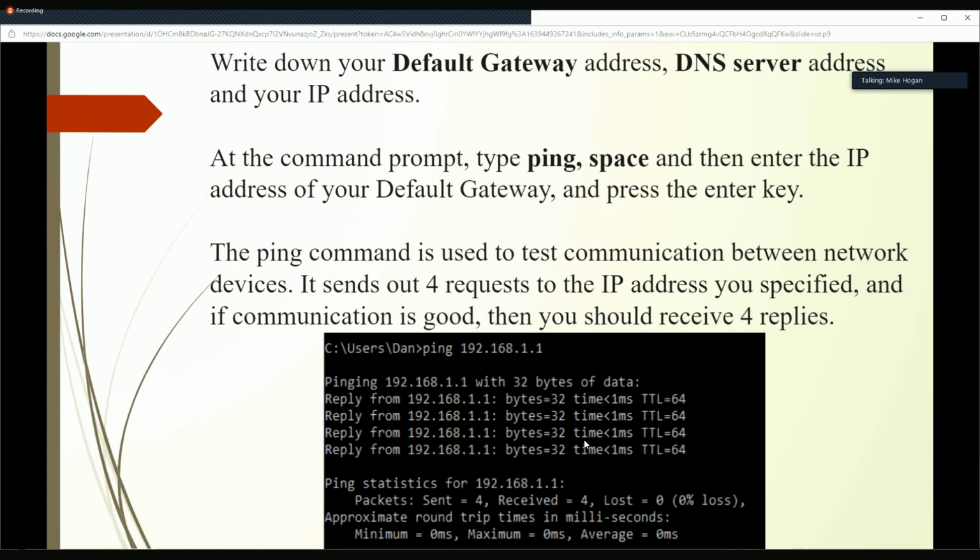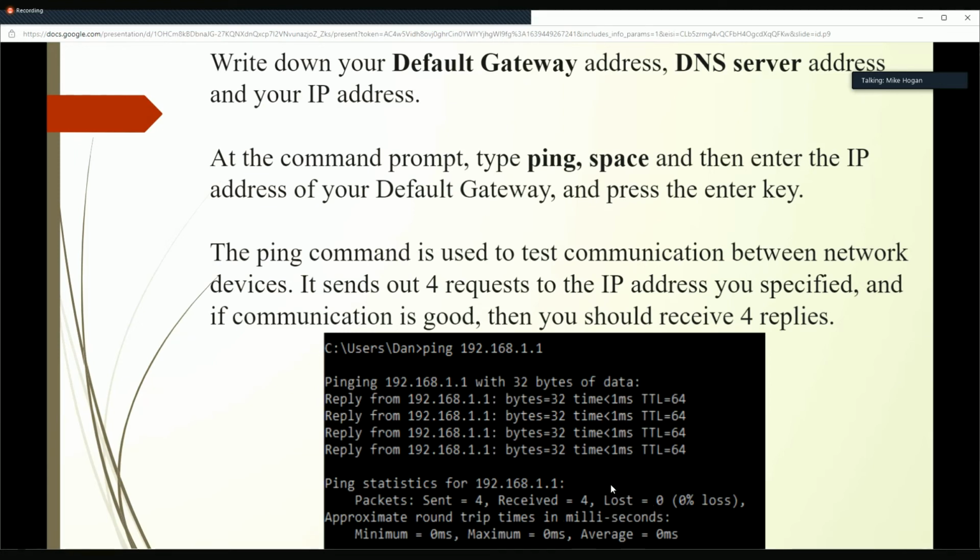You're going to see this is basically 4 packets that have gone out, and then they have returned in less than 1 millisecond. And so it validates the fact that yes, you have connectivity. These packets are going out and being sent back. 4 sent, 4 received, 0 lost.